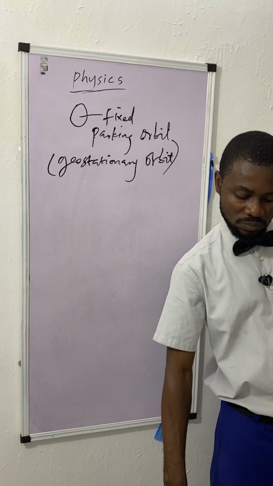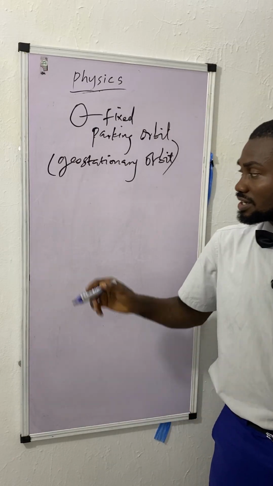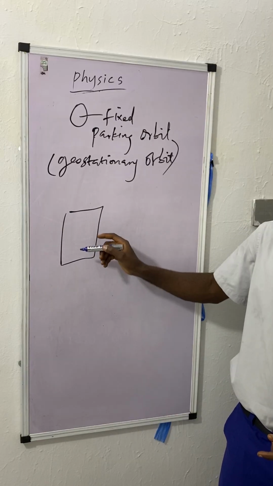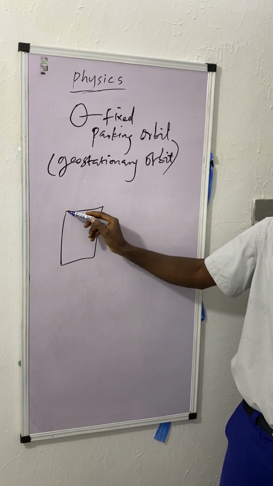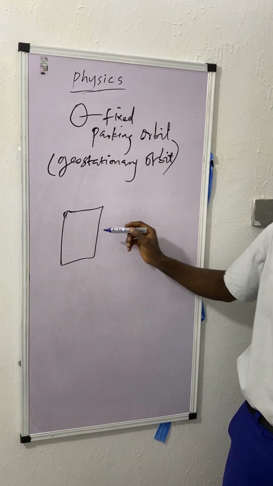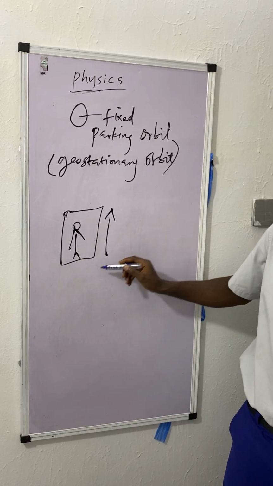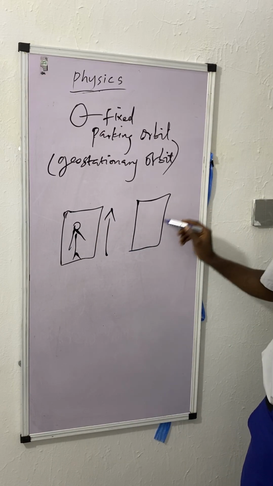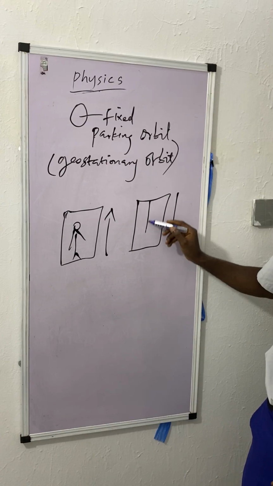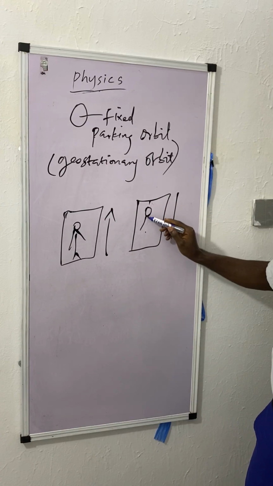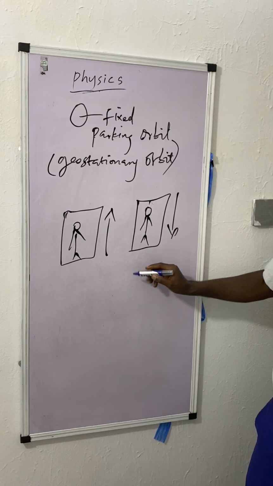That's why you are always asked that when a man is in an elevator and the elevator is ascending, why does the man feel heavier than when it's descending? This one is when the elevator is ascending, the man is inside the elevator. And this one is when the elevator is descending, the man is inside the elevator. So they ask you, why does the man feel weightlessness here?